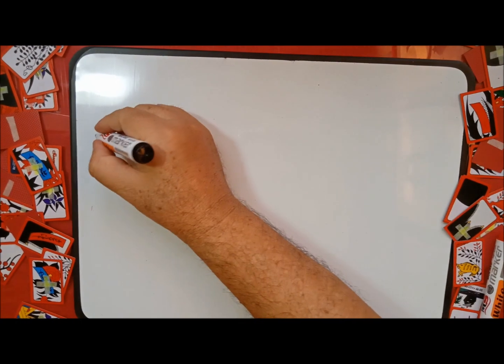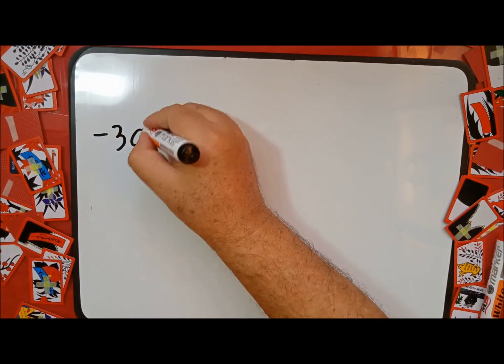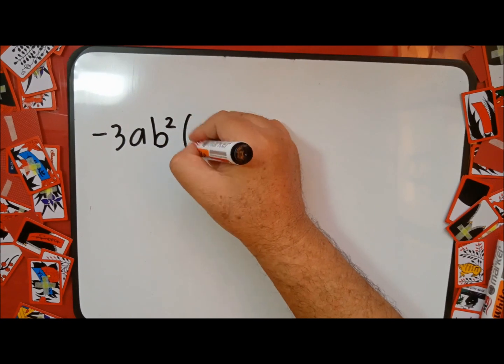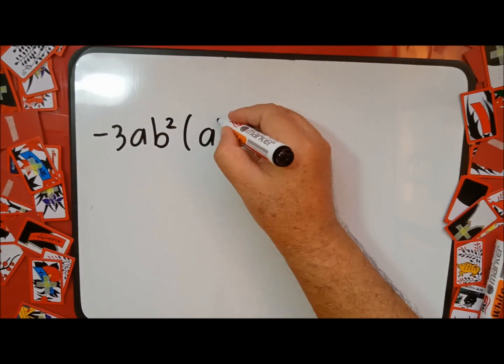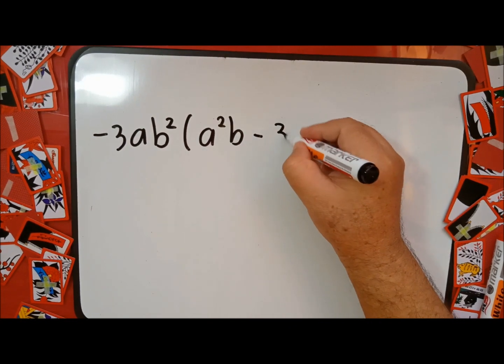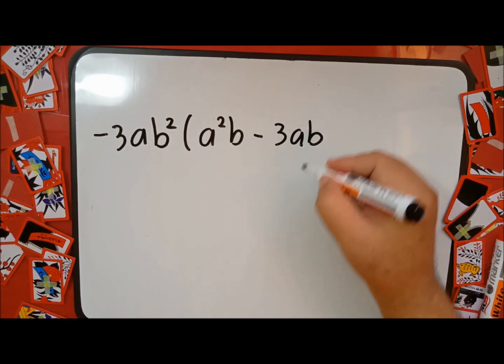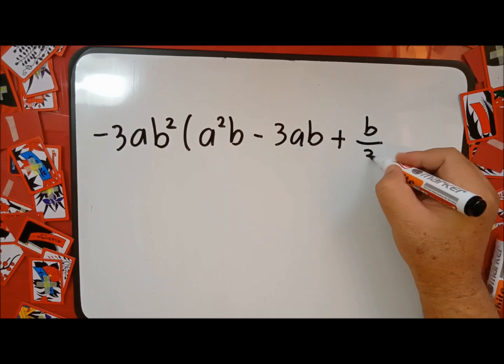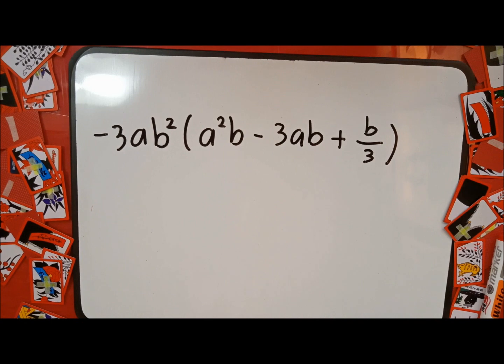Negative 3ab square times a square b minus 3ab plus b over 3. Okay, so what will you do with this again?